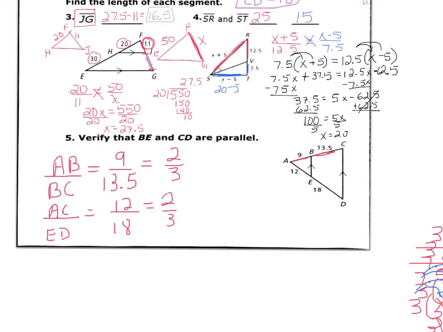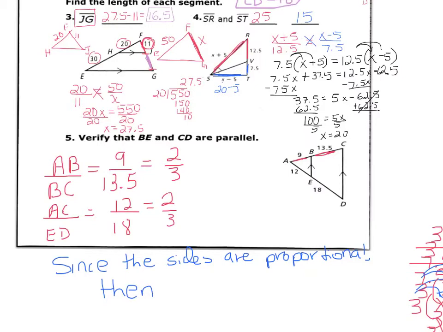Since the sides are proportional, then your conclusion would be, since the sides are proportional, comma, then the lines BE would be parallel to CD. Okay, and that's it.